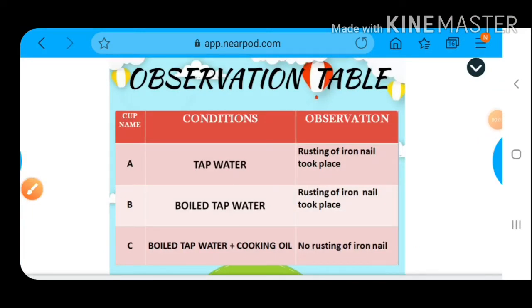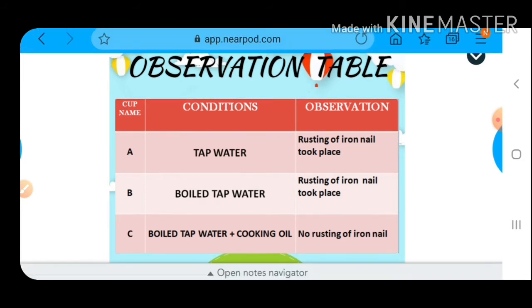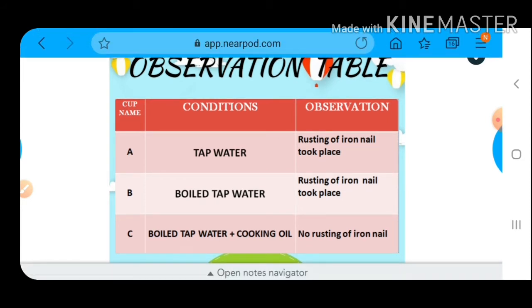Fine students. So according to the observation which we just saw in the experiment, we can make an observation table out of it. Yes, so in my cup A the condition was that I took tap water, and the observation was that rusting of iron took place. In cup B I had boiled tap water, and the observation was that rusting of iron took place in this also. And in my cup number C, I took boiled tap water plus cooking oil.